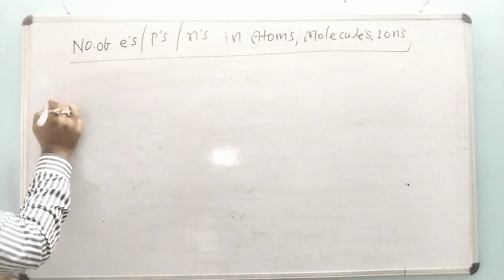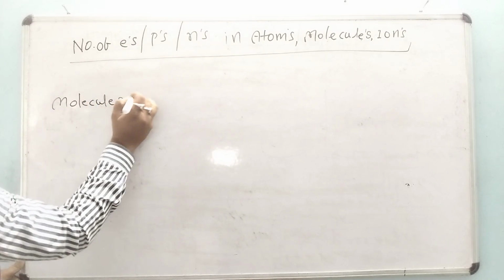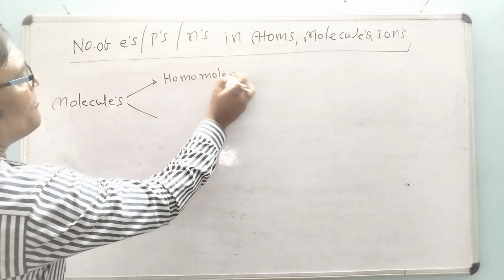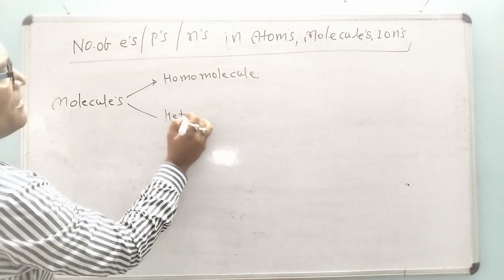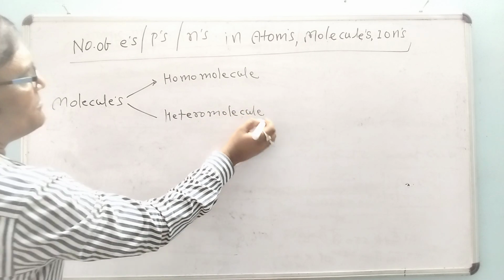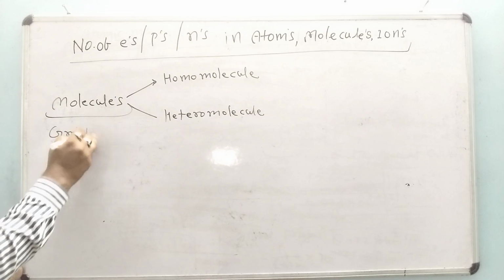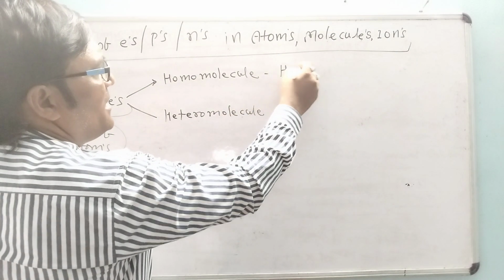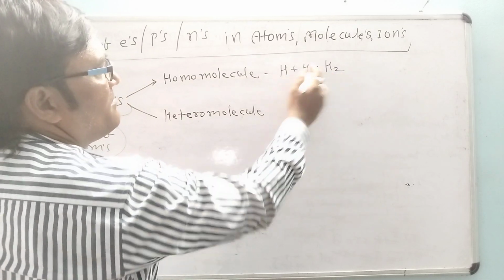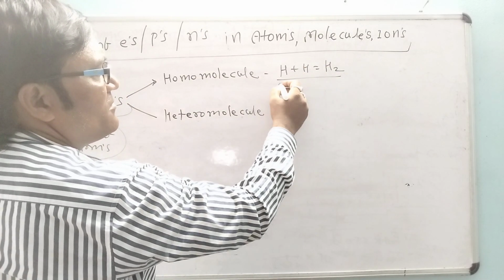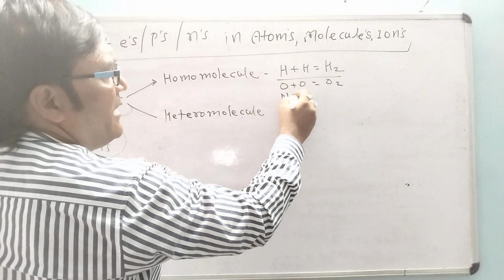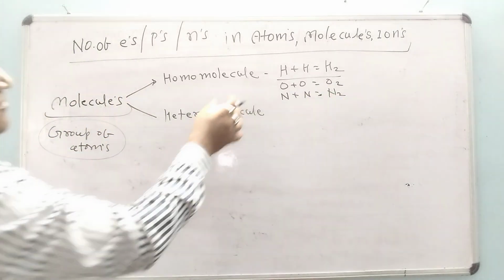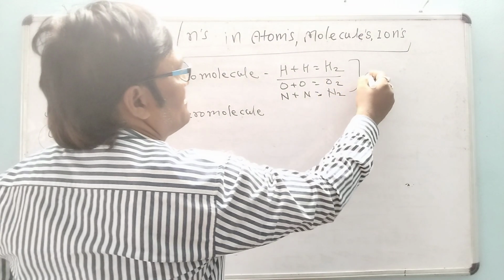Group of atoms is called a molecule. Here homomolecules are groupings of the same type of atoms. For example, by grouping of H and H, an H2 molecule is formed. O and O, an O2 molecule is formed. N and N, an N2 molecule is formed. These are homomolecules and these are elements.